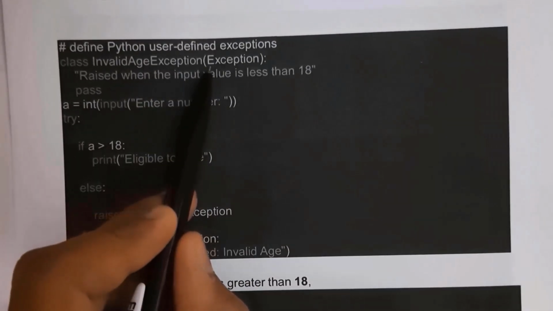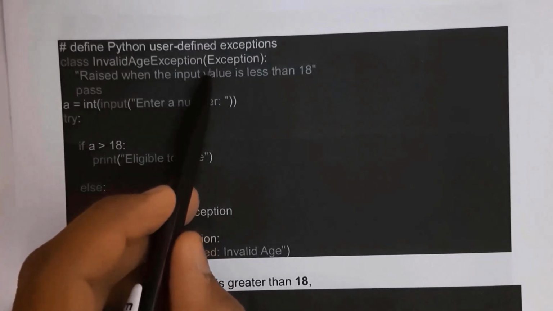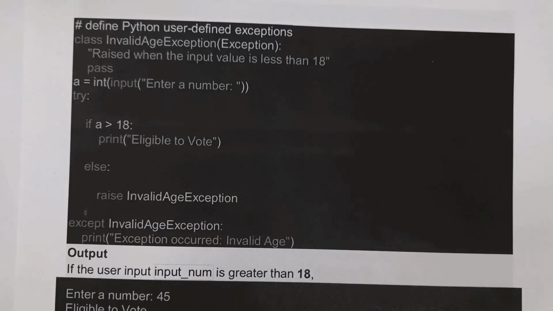Here for the inbuilt Exception class, you need to take E as capital. For example, if you take e as a small letter, it will display an error. So definitely for Exception, take E as capital. If I enter a value which is greater than 18, I will get the output eligible to vote.